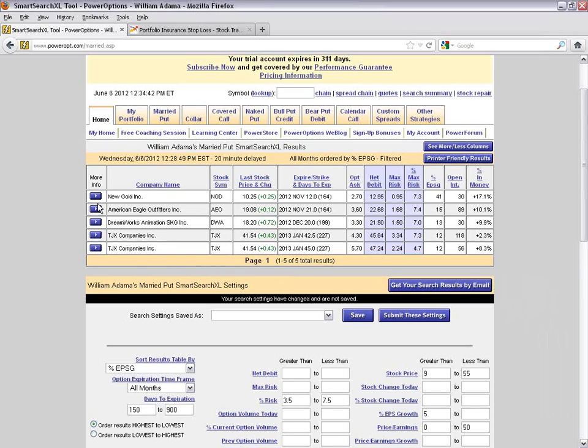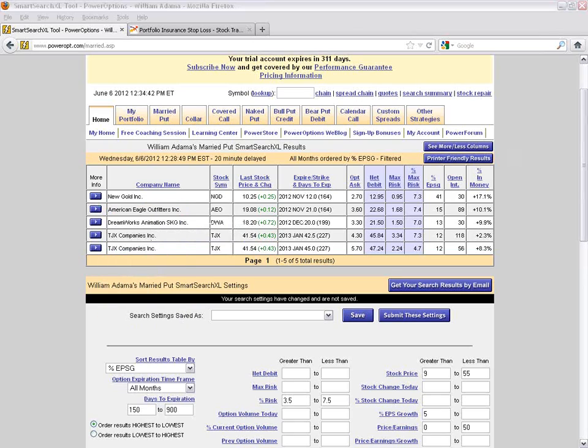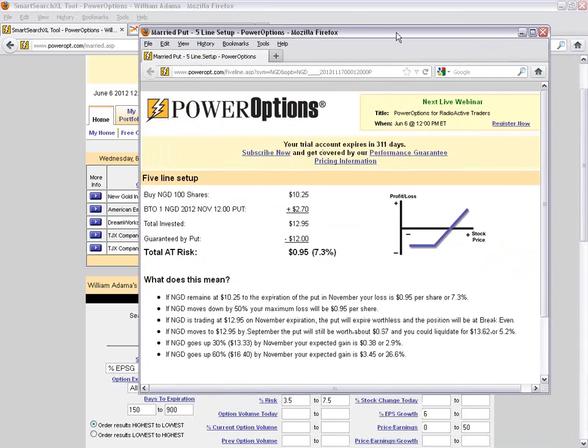All right. So we've run our search. We've got our positions. We looked at the chart for New Gold, and we like the position. Now, some of you who are blueprint owners or have been following the radioactive trading techniques, you may want to look at the 5-line setup. This is just how Kurt and Ernie like to show the position.